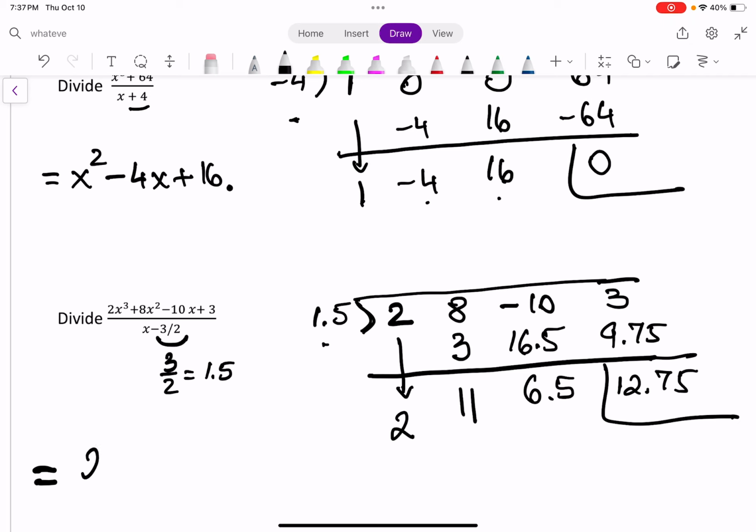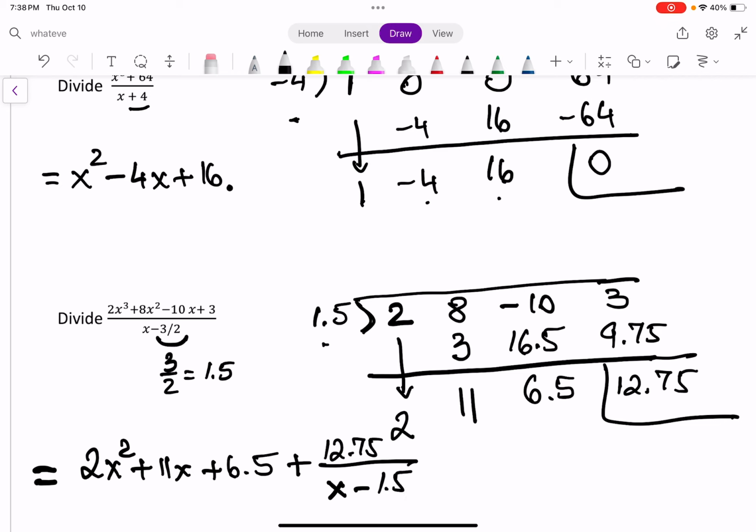So we'll get a 2x squared plus 11x plus 6.5. That's the end of it. Plus, there's 12.75 remaining to be divided by this x minus 3/2. And if you want to change it all to decimals, because we've been using decimals instead of the fraction and it looks more consistent, then there you go.